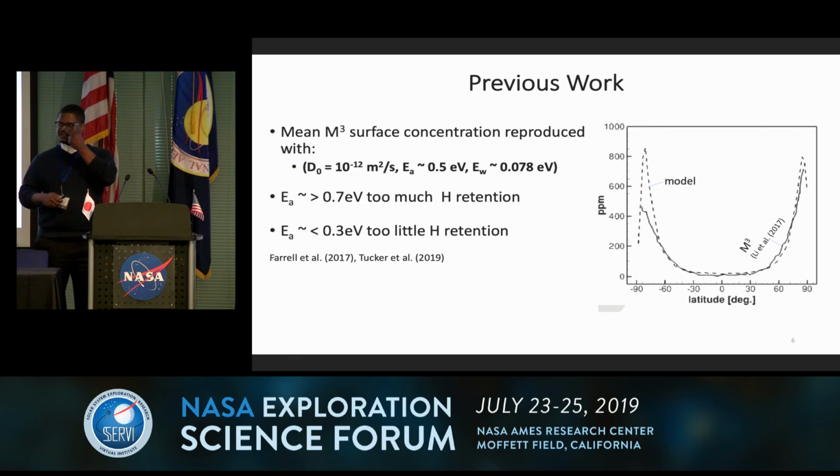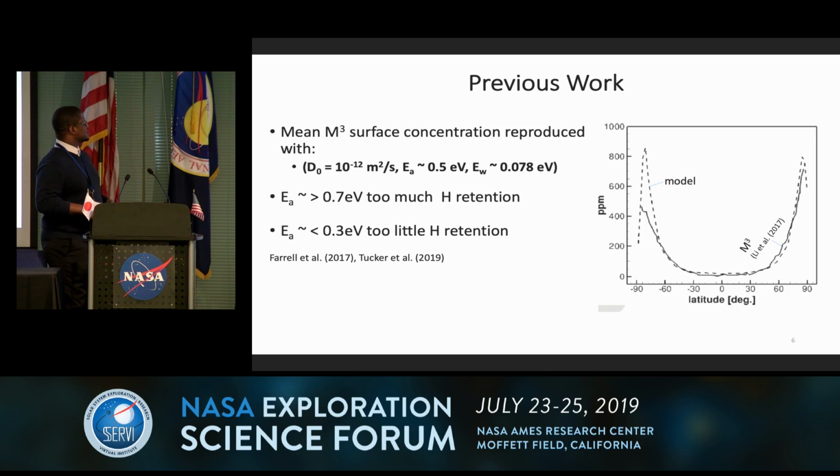And so we did some previous work on this before, not looking at how it changes in the tail, but just looking at how hydroxylation changes over the day. And we found that we could reproduce the M³ surface concentrations, so that increase at high latitudes up to about 700 parts per million. And also the diurnal variation, we could reproduce that fairly well using just experimental parameters for diffusion coefficient and activation energy. So this characterizes the Gaussian distribution of activation energies here.